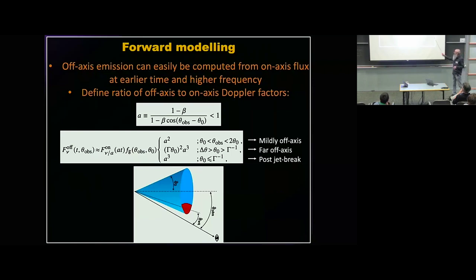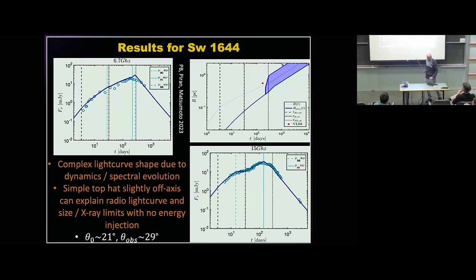So in any case, this is something that allows us to do these calculations very quickly, and we can scan over a large parameter space and search if we get results that are consistent with a given set of observations.